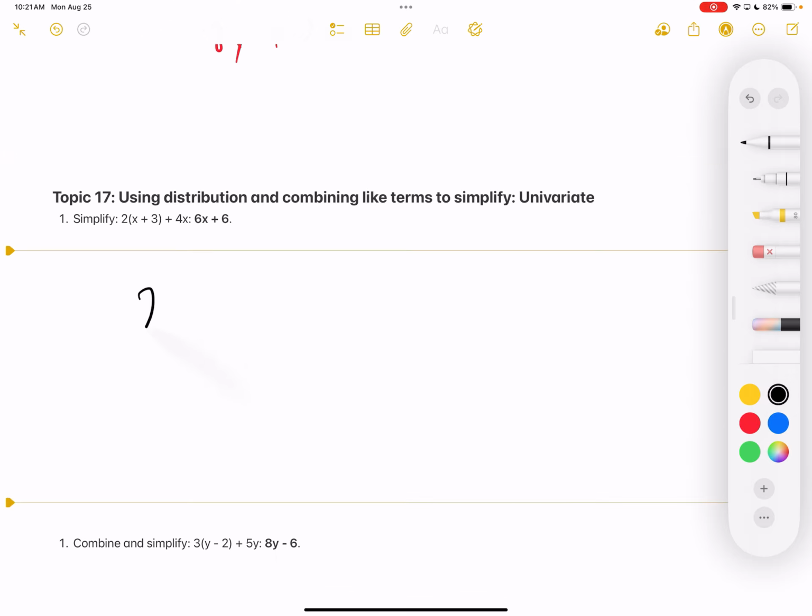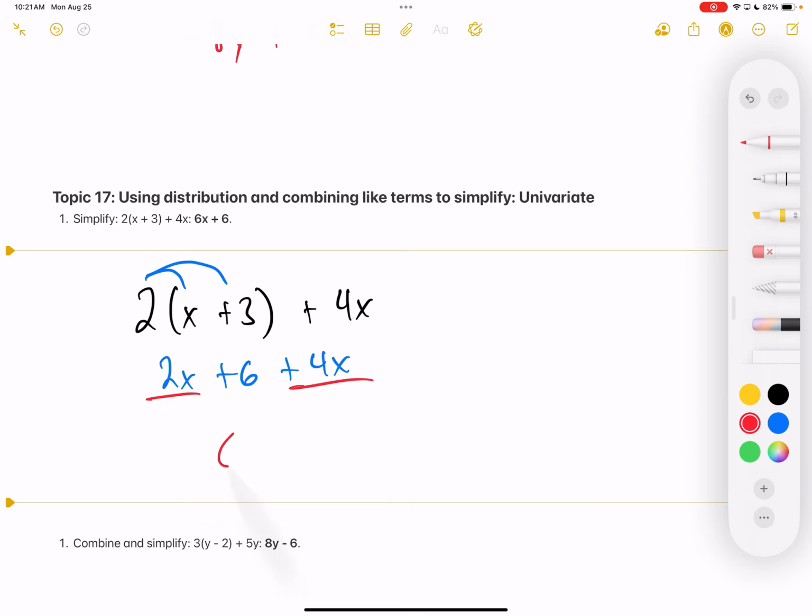All right, here is multiple steps that we may have to do. So again, we want to do the multiplication outside the parentheses first. So 2 times x is 2x. 2 times 3 is 6. But I still have this 4x hanging out there. I don't multiply it by 2 because it's not in the parentheses. And now you can combine like terms. These both have an x with it, so that's going to be 6x. And then the other 6 stays by itself because it doesn't have an x.